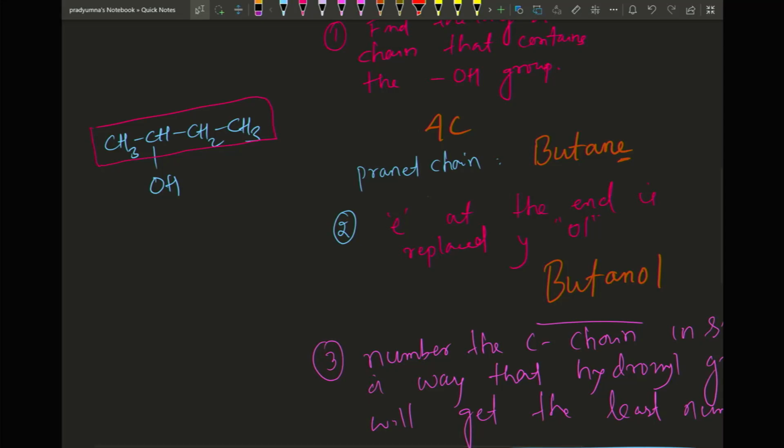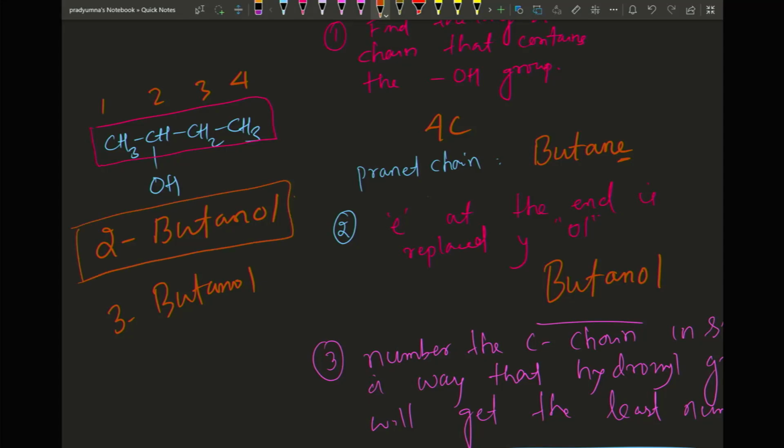What is the best way? We could number them 1, 2, 3, 4. So that's going to be 2-butanol. Or if we go the other way around, it's going to be 1, 2, 3, so it's going to be 3-butanol. So obviously, which one would you pick? The one that has the smaller number. So this is the correct one, not this one. 2-butanol is the correct answer.